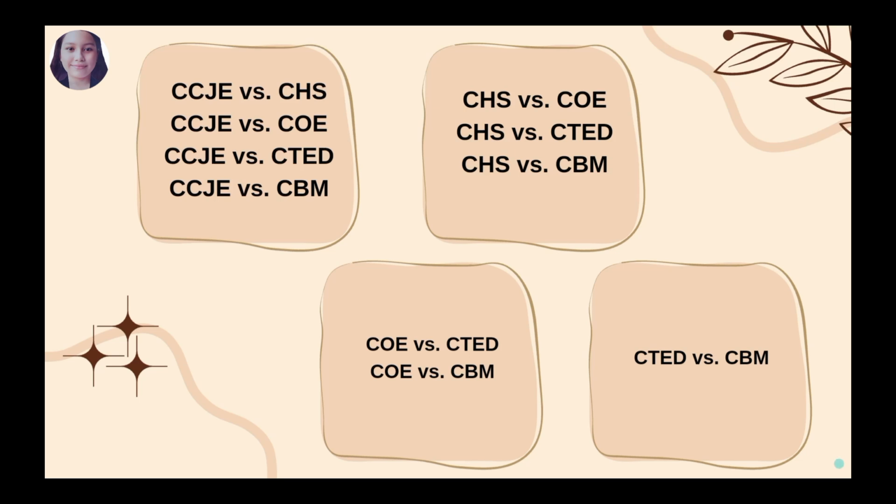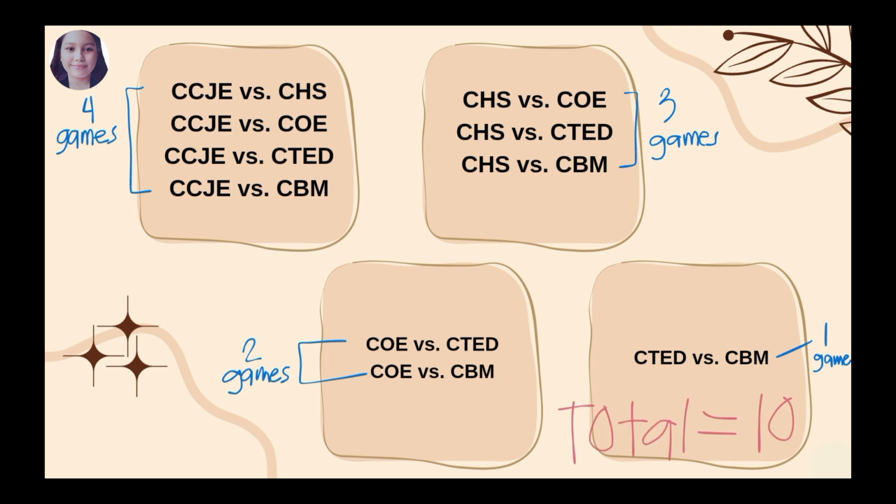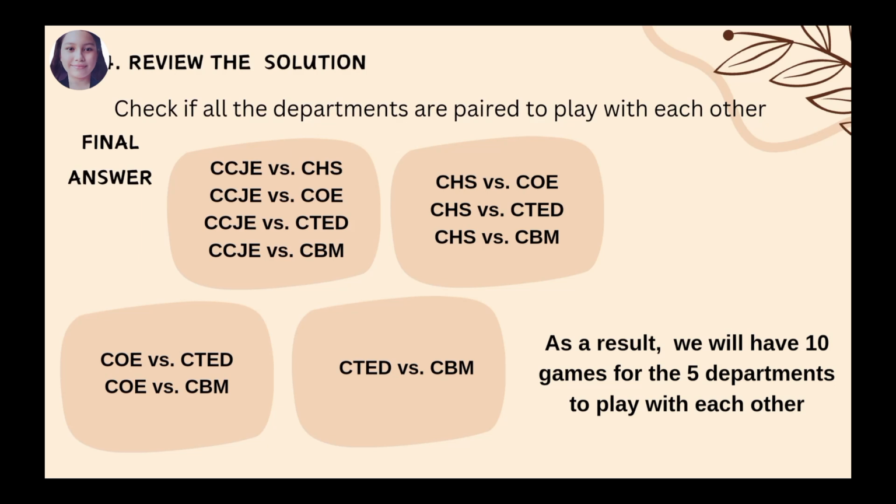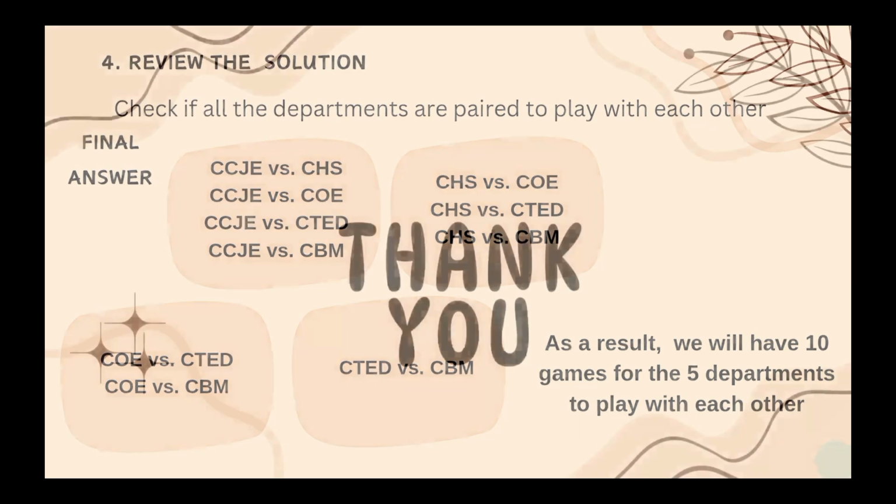So for CCJE versus CHS, COE, CTED, CBM, there will be 4 games. CHS versus the other remaining departments, there will be 3 games. COE versus CTED and CBM, 2 games, and CTED versus CBM, 1 game, for a total of 10 games. Review the solution. Check if all the departments are paired to play with each other. Final answer. As a result, we will have 10 games for the 5 departments to play with each other.